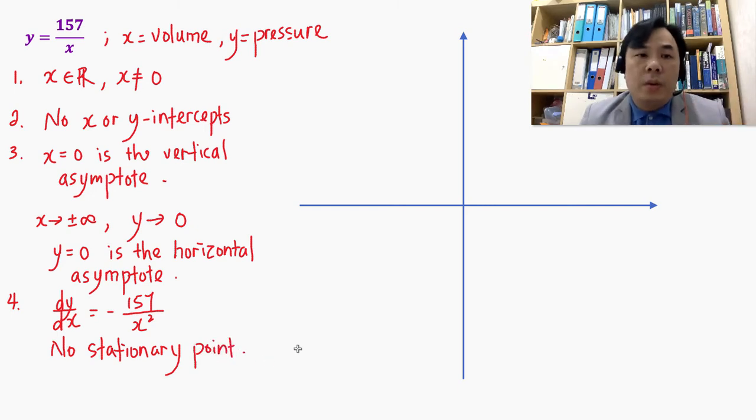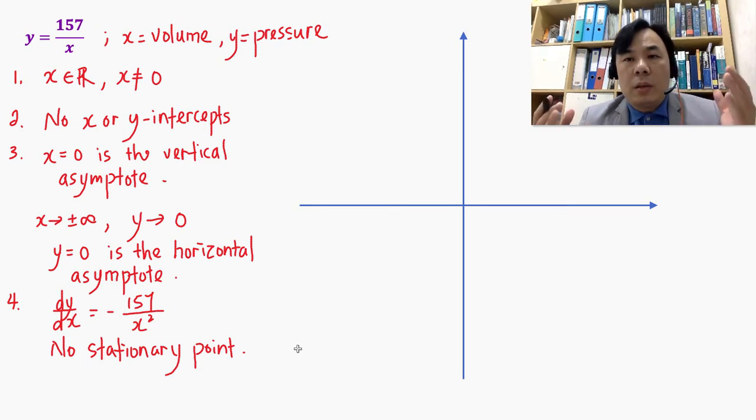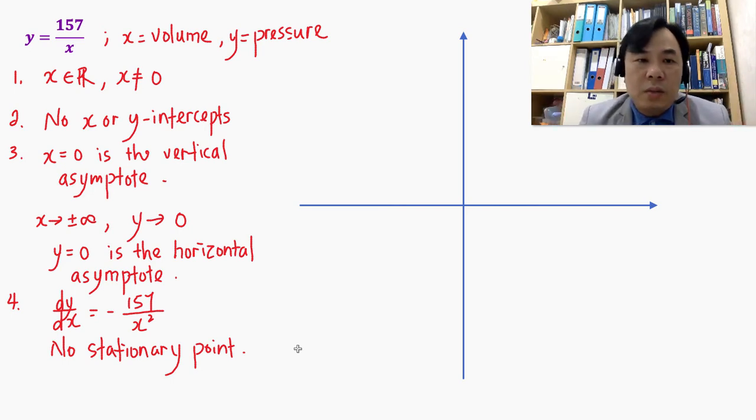No stationary points here because we can't pinpoint exactly where the stationary points are located. Therefore, it's not necessary to go through the second derivative to figure out the nature of this stationary point. And now at this point, we are ready to sketch. We have all the information we need now.